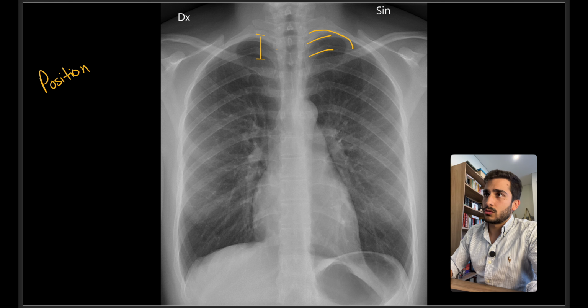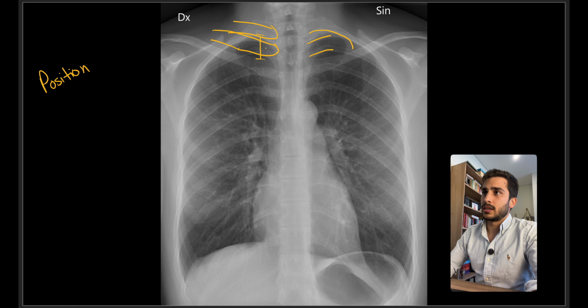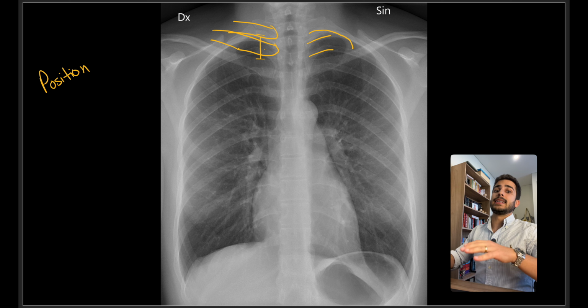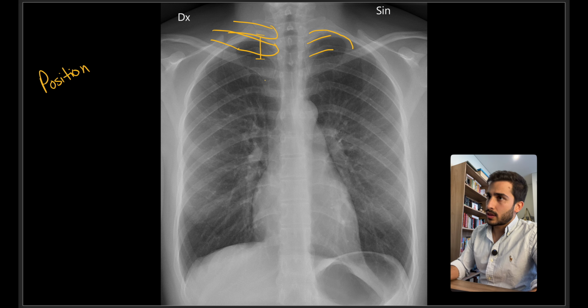If, however, the clavicle is really high and it's almost covering the top of the apices, or even worse, it's sort of up here, completely above the lungs itself, that is indicating that the patient is being lordotic, aka leaning backwards. And also what happens with that is that your ribs tend to look a lot more flat as well. So when that happens, we say lordosis or lordotic, okay? That's when the patient is sort of leaning back, the clavicles are elevated, and the ribs are a little bit more flat.